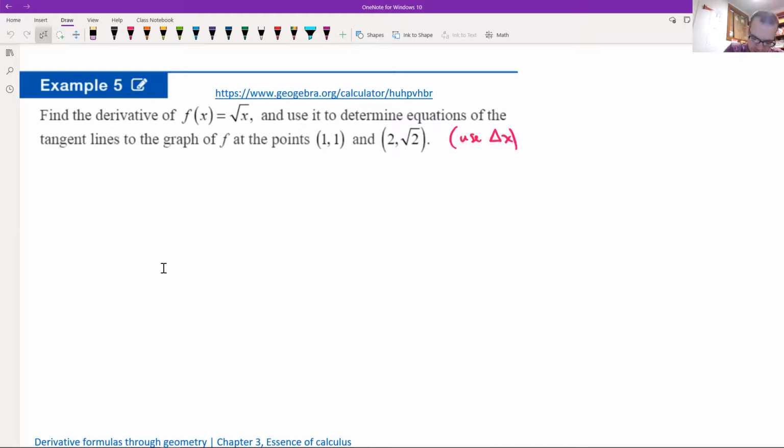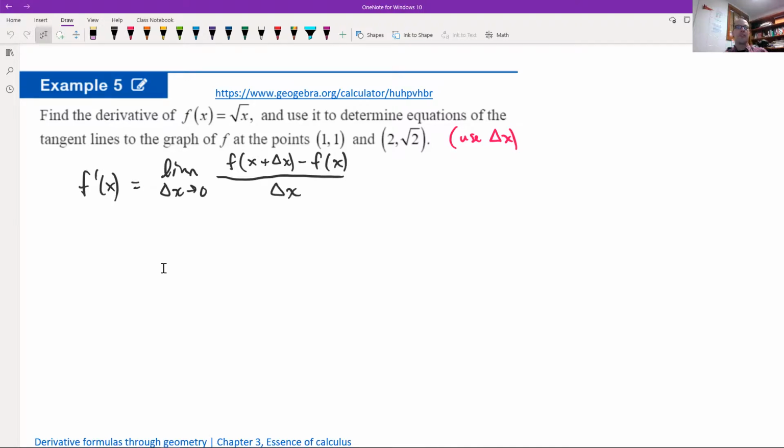All right, limit definition of the derivative. We're looking for f prime of x, and that is going to be the limit as delta x goes to 0 of this function evaluated at x plus a little bit more x, and then we're going to subtract off f of x, and we're going to divide by some little difference in x values.